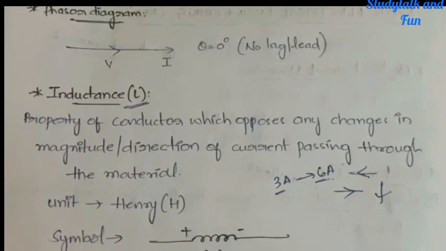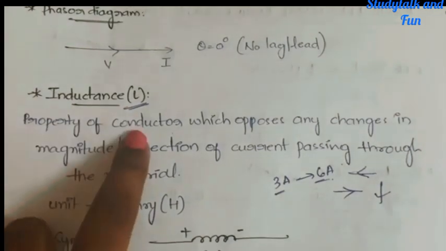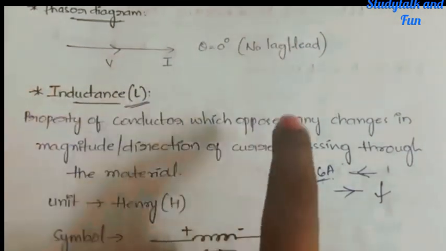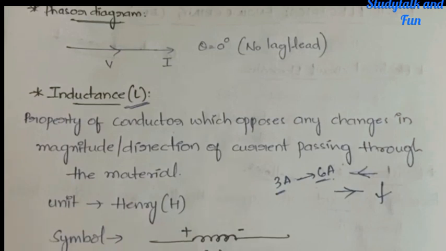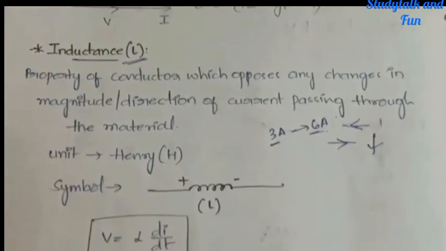Who is responsible for that? Who will take care of that? The conductor will, through inductance. So inductance is a property which will oppose the changes which are happening in the conductor. Changes related to what? Current. It could be in magnitude or it could be in direction. So these two changes will be opposed with the help of the inductance property. Okay, done.